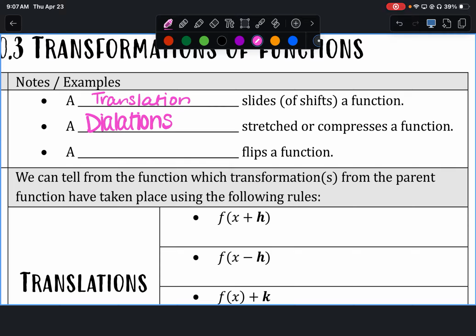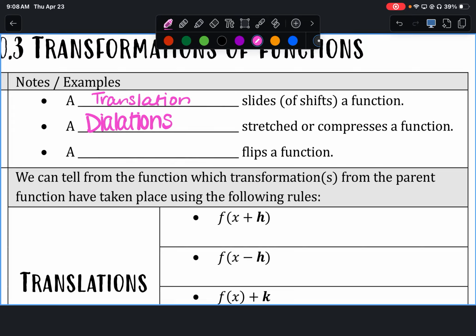A dilation causes our graph to stretch or compress. So those are the ones that actually change the shape of our graph. They change what the graph looks like. They make it taller, skinnier, wider, flatter. They do something to the graph. They change what it looks like.